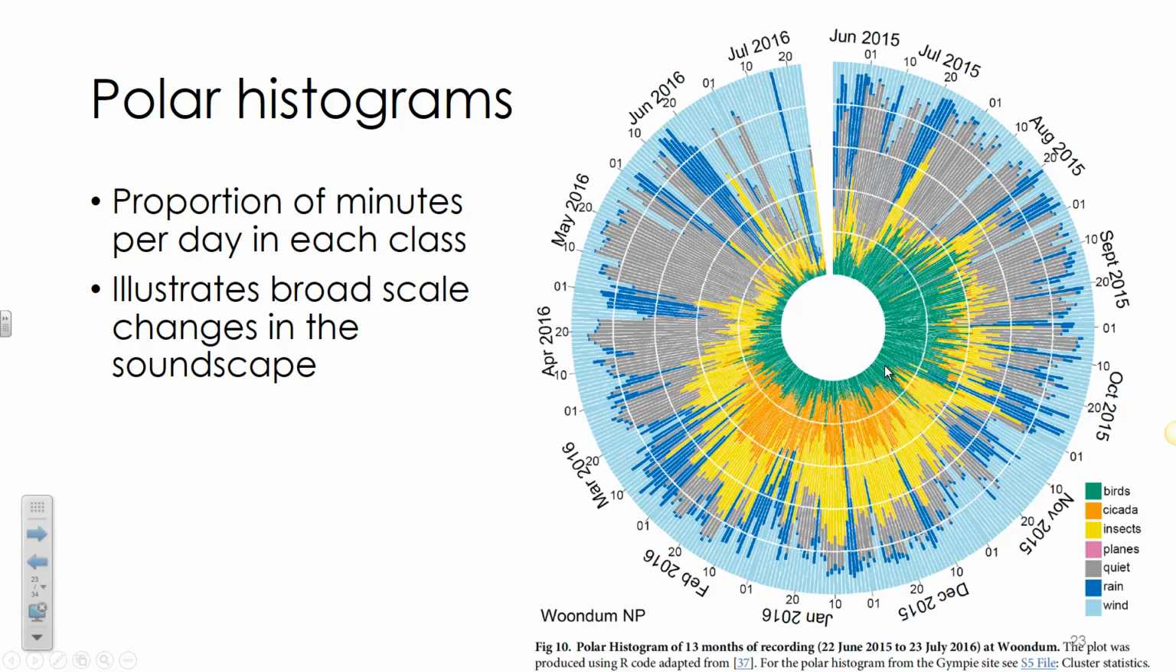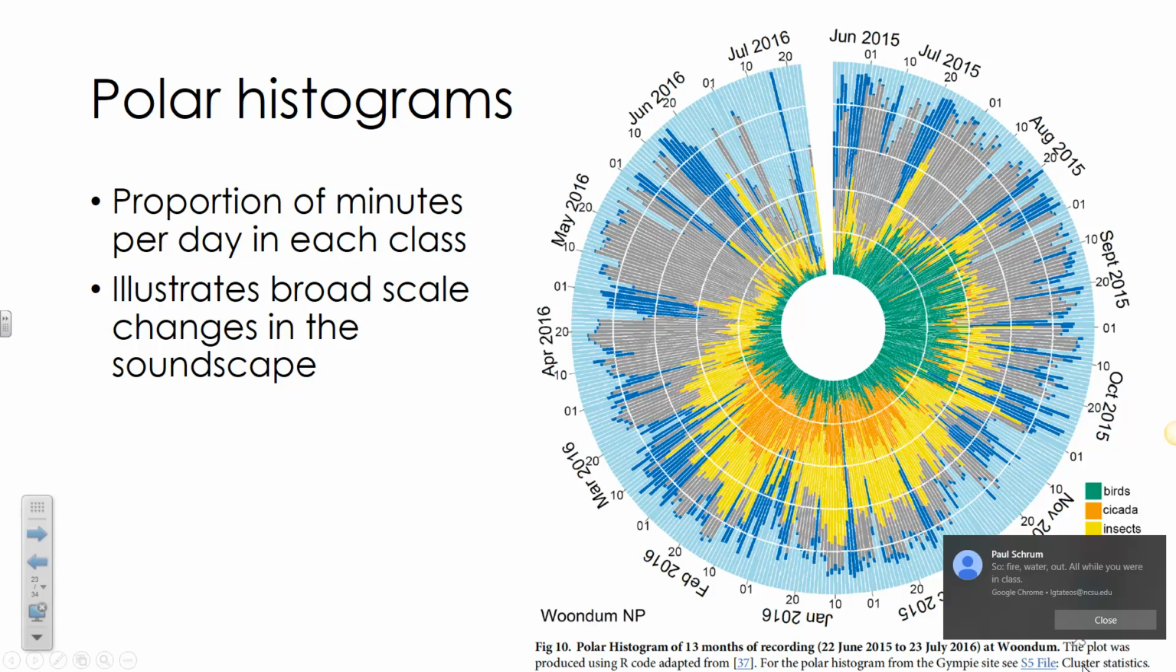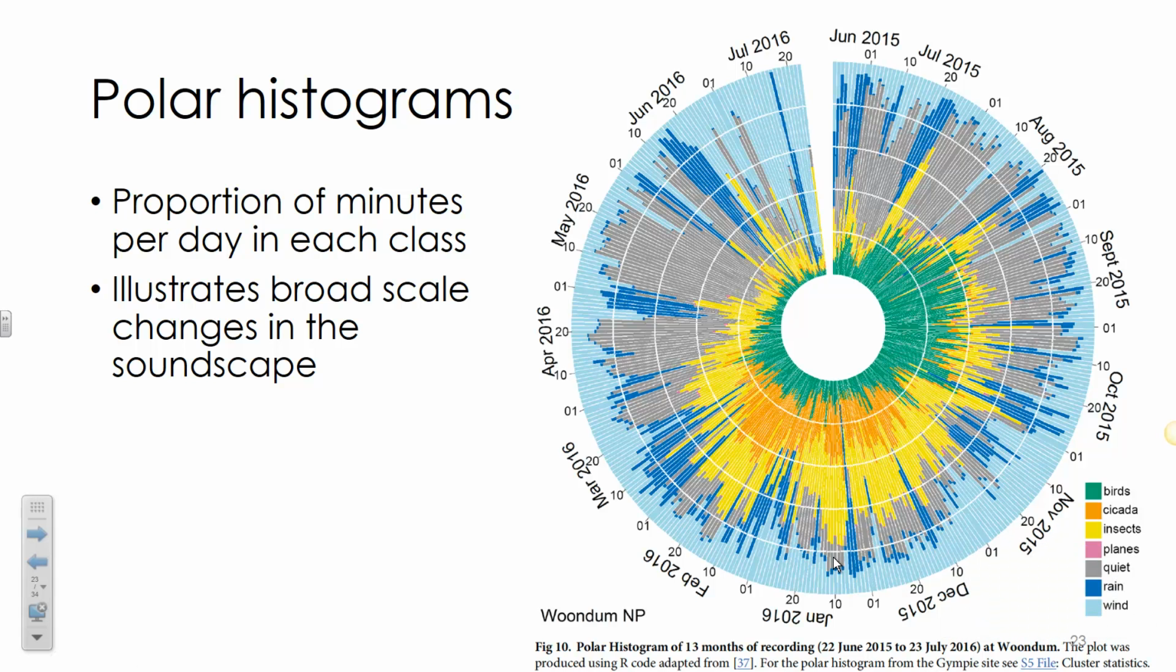The last visualization I'll go over from this paper are the polar histograms, and I've been seeing a lot of these in soundscape papers that have been coming out because they're a really great way to see all of your data at once. And so this is showing the proportion of minutes per day in each of the classes that they identified. And it's really illustrating broad scale changes in the soundscape over time.